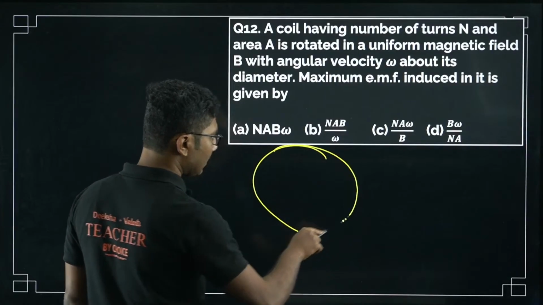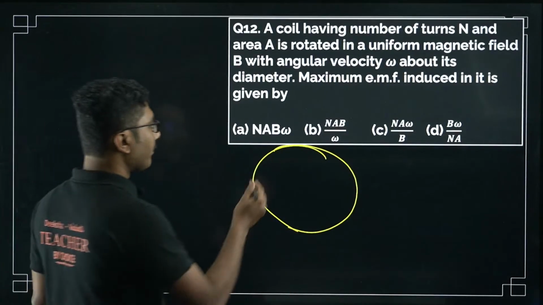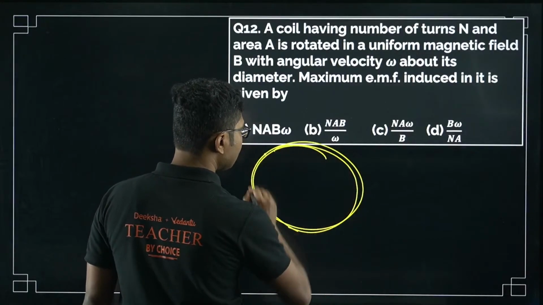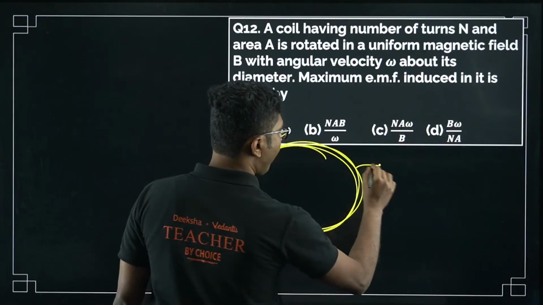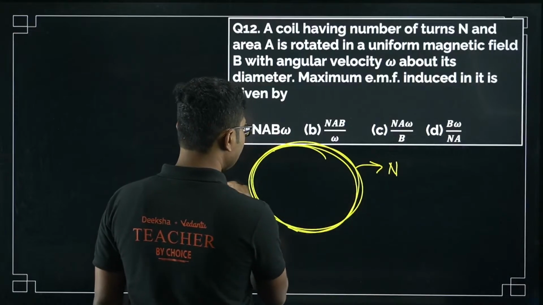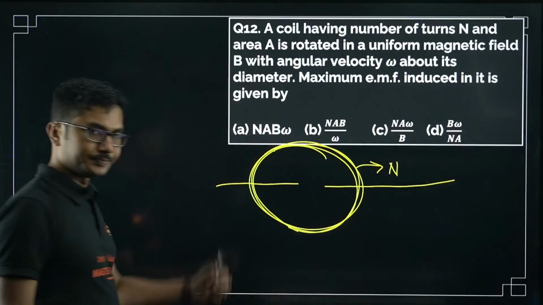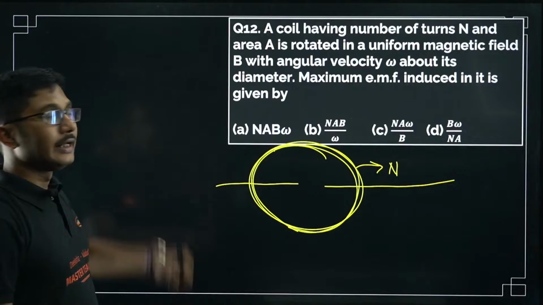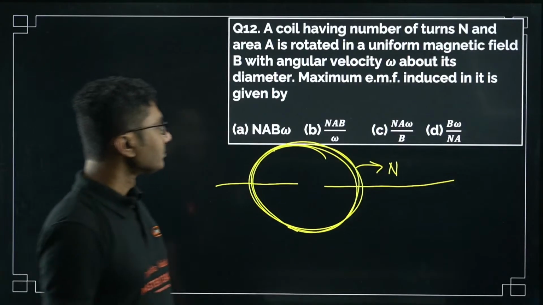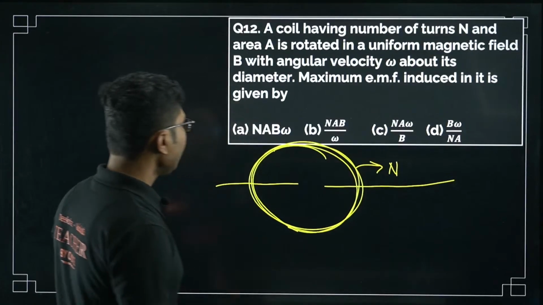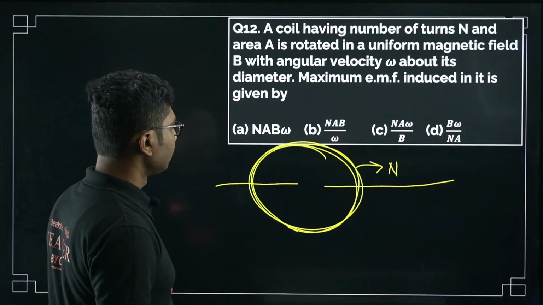Similar but slightly different. We have a coil. Number of turns, how many? Number of turns is N. And it is rotated along its diameter. Now what will be the induced EMF in this case?